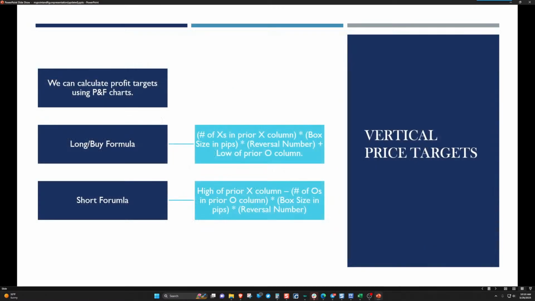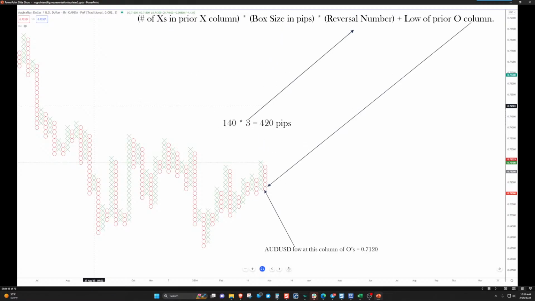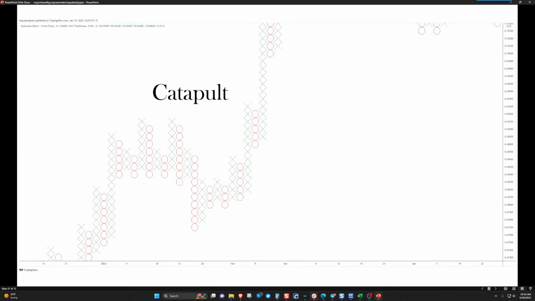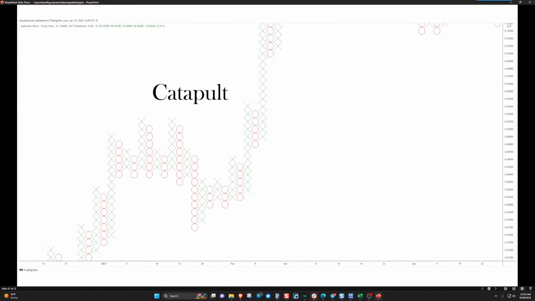We went through the box sizes. I'm not going to go through the profit target stuff. I've learned that is just a little too much. So let's get into the chart patterns themselves. This is what people really want.